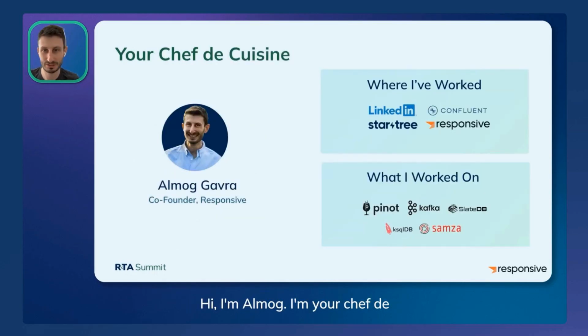Hi, I'm Almog. I'm your chef de cuisine for this kind of experience. I've worked on stream processing and real-time applications for the last decade, give or take. I've worked on early generation stream processors like Samza. I've done some work on Kafka. I had a brief tenure working on Pinot at StarTree, and most recently I co-founded a company called Responsive that works in the stream processing space to make those applications more efficient, reliable, and easy to operate.